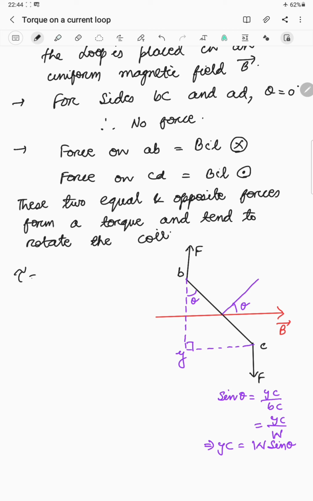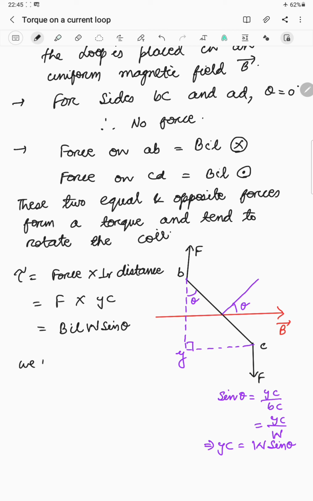So tau will be equal to force into the perpendicular distance. In this case, which one will be the perpendicular distance? F into YC. What is the force? BIL. And what will be your YC? It will be W sin theta. So width into length will be what? It will be the area of the coil.